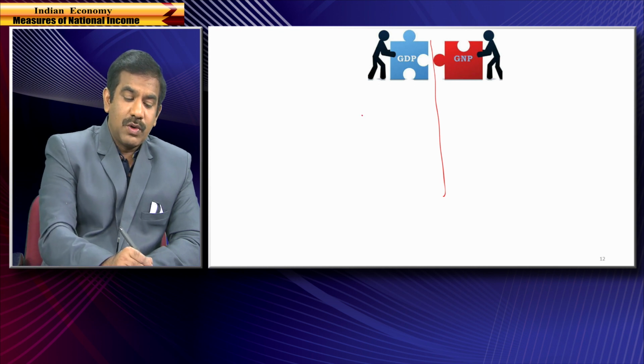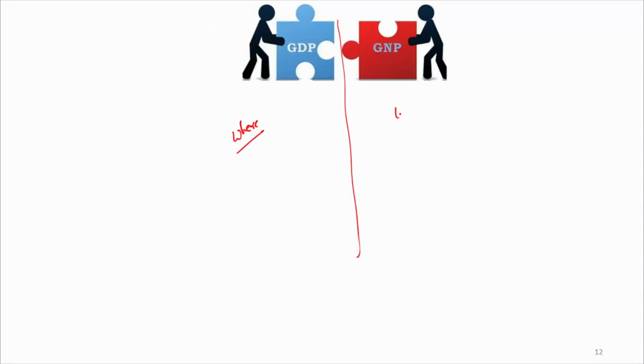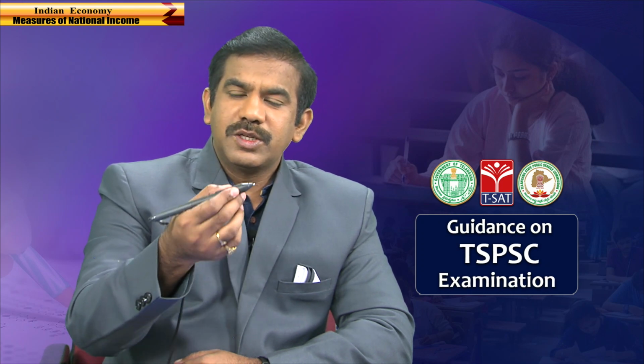GDP emphasizes where things are produced, whereas GNP emphasizes who is producing. So a foreign company producing goods and services in my country is part of my GDP, but the same thing would not be accounted as part of my GNP. An Indian producing and earning money in the UK, Europe, North America or any other part of the world is part of my GNP, but it cannot be considered part of my GDP. So that's the difference.